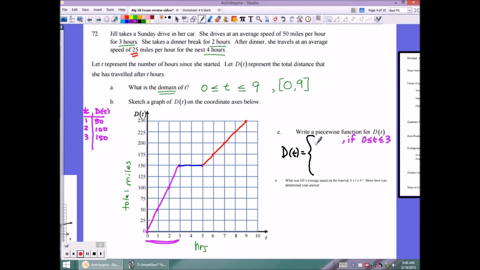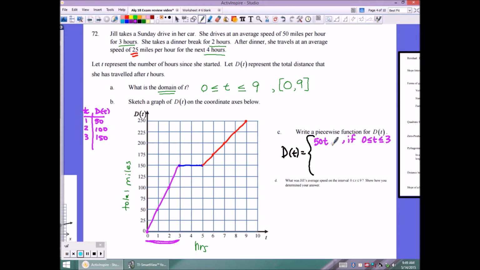What is my function? Well, I'm increasing at a rate of 50 miles per hour. Where did I start? I started at 0, so increase 50. I might want to test, plug in a 1. And I'm at 50. Yep. If I plug in 2, I'm at 100. Yep. All right. So we're okay with that one.